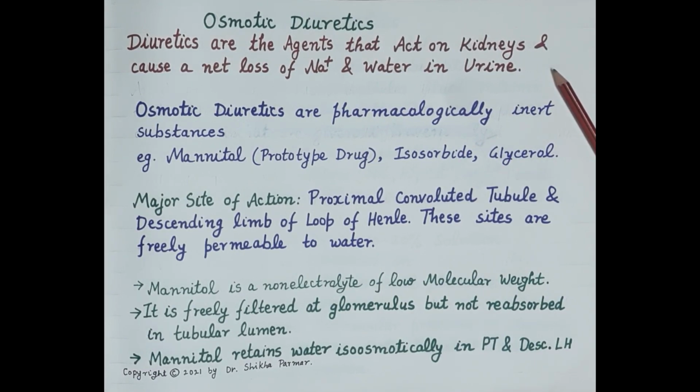Osmotic diuretics primarily increase volume of urine. These are pharmacologically inert substances that are filtered freely at the glomerulus. When given in large quantities, these substances increase osmolarity, that is they increase the solute concentration of plasma as well as the tubular fluid, and therefore water is drawn isoosmotically into the tubular lumen. Examples of these diuretics are mannitol, which is a prototype drug, then isosorbide and glycerol.